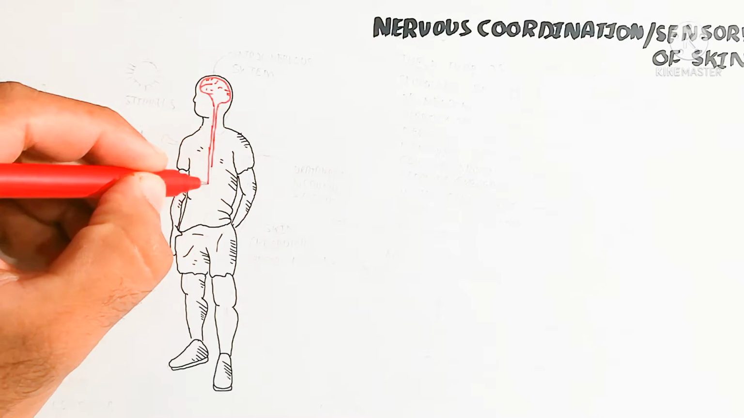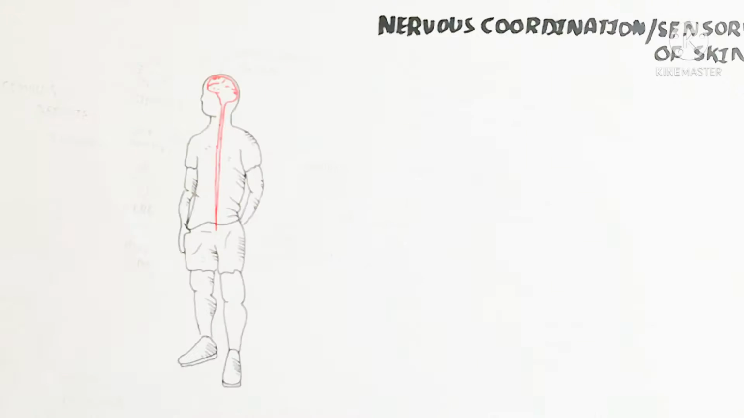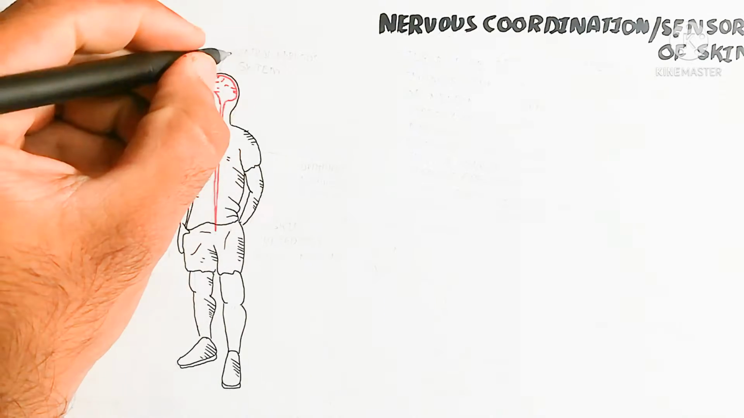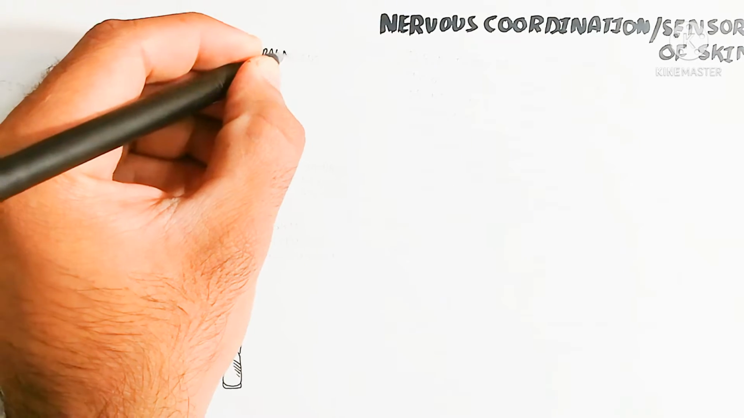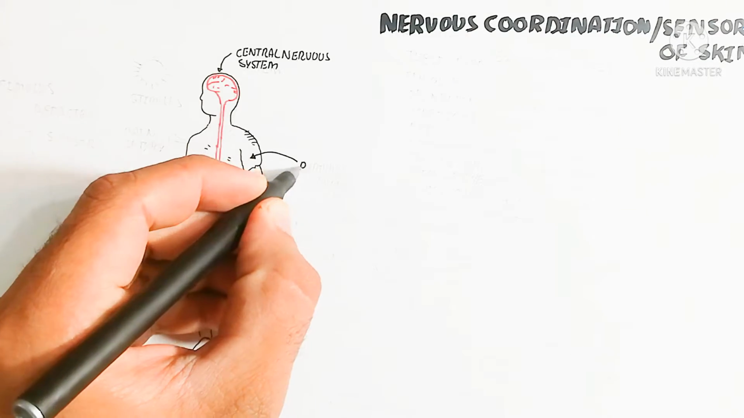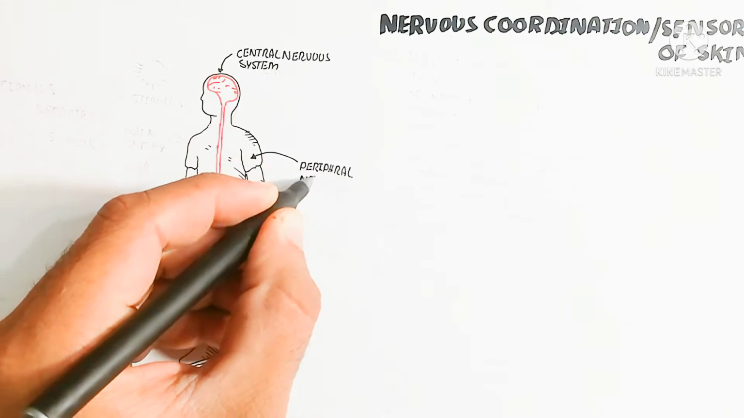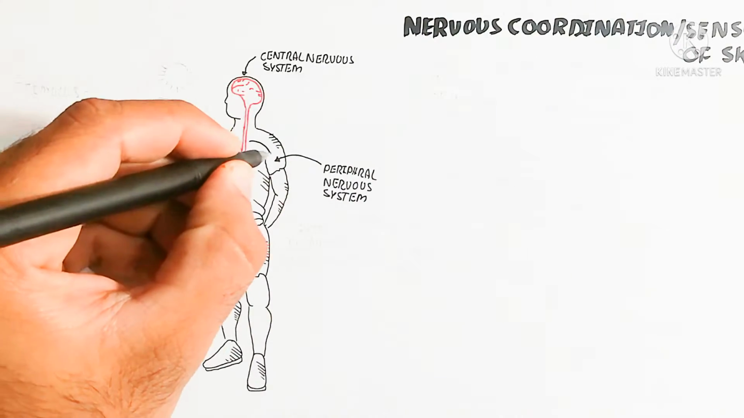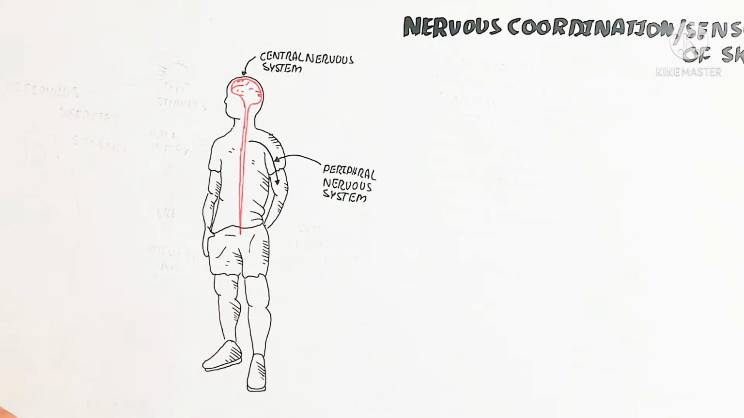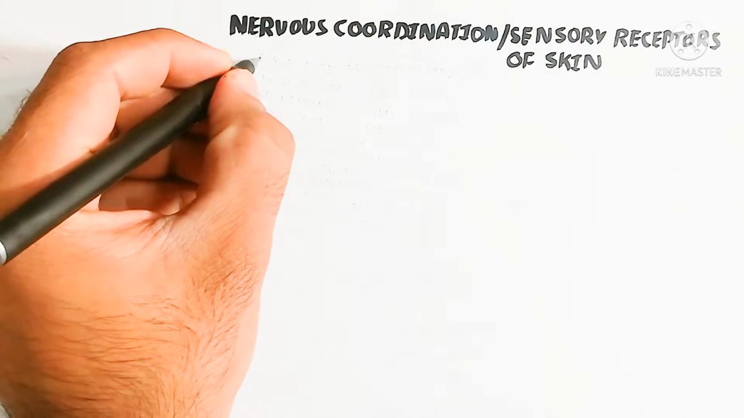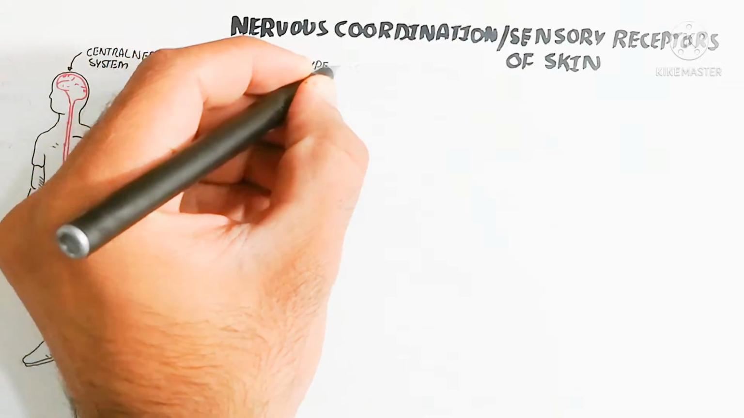So the brain and spinal cord are the central nervous system, while the peripheral nervous system is found throughout our body and is made up of sensory neurons and motor neurons. The sensory neurons sense the stimulus, while the motor neurons give the response to the effector. So let's begin to understand.